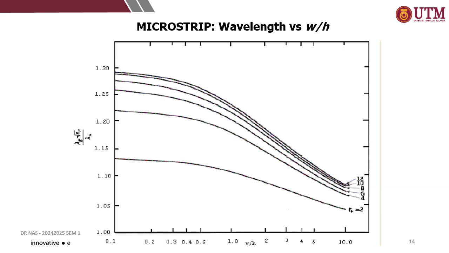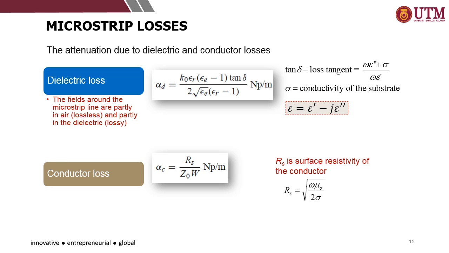Same goes for the wavelength: you can estimate W over H if you know the wavelength of the structure and you know the epsilon R of the structure as well. The wavelength of the microstrip design is basically the relation between lambda g and lambda naught, where lambda g is the microstrip guided wavelength, divided by lambda naught, the free space wavelength.